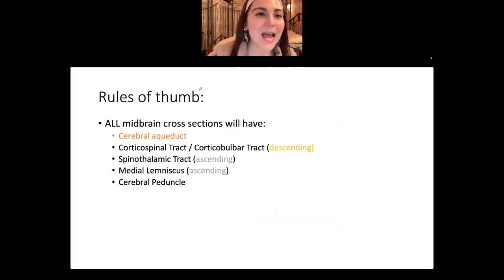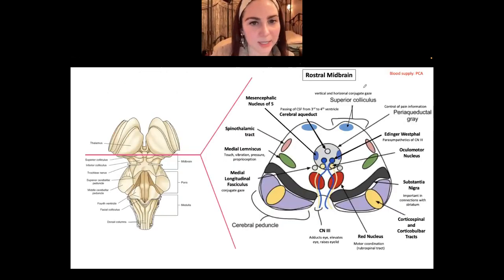All right, so this is the midbrain. My rule of thumb, if you ever have to identify a cross-section of any of these brainstem regions: all midbrain cross-sections are going to have your cerebral aqueduct, which we talked about last time. They're going to have some sort of descending long tract, so corticospinal tract, corticobulbar tract. They'll have the spinothalamic tract, which is your ascending spinal cord sensory tract. Your medial lemniscus, which also comes from the spinal cord, is an ascending tract, and then your cerebral peduncles. So those are all midbrain cross-sections.